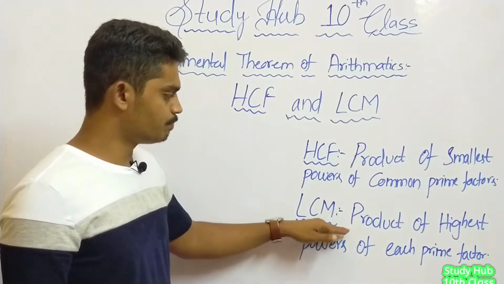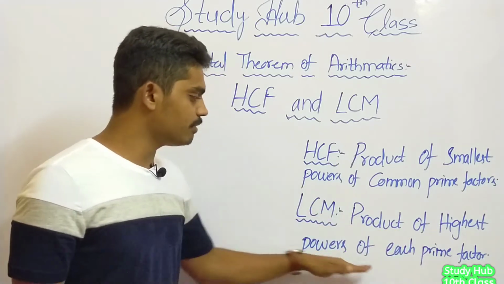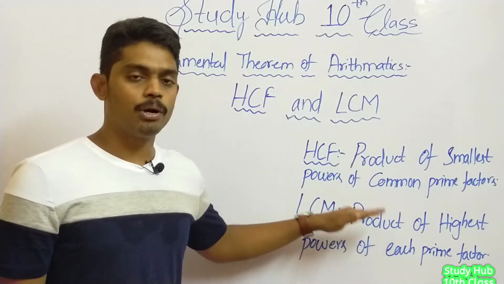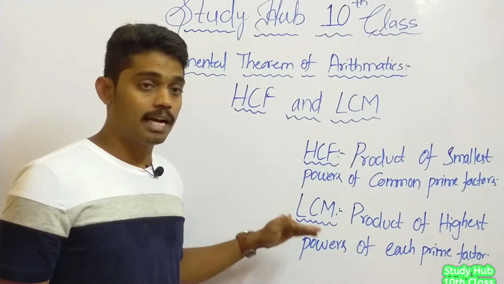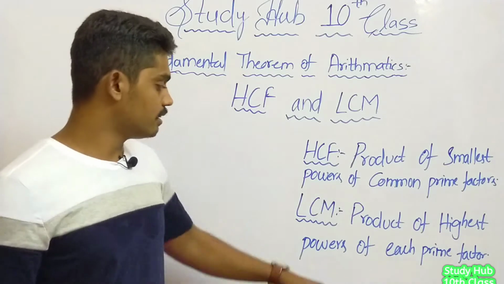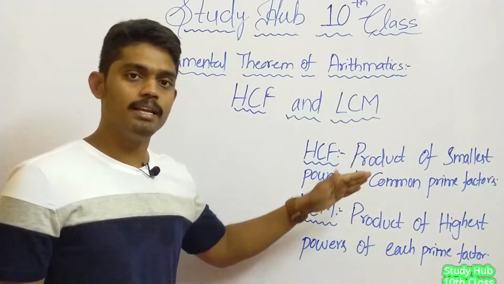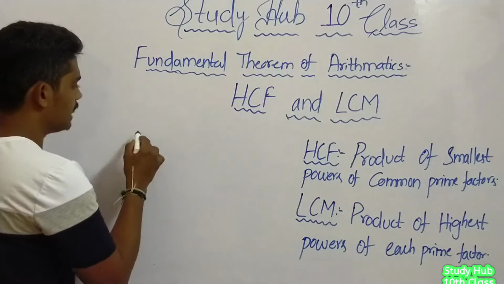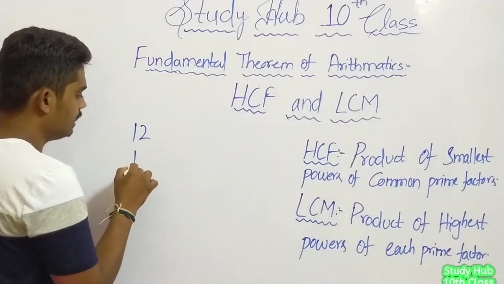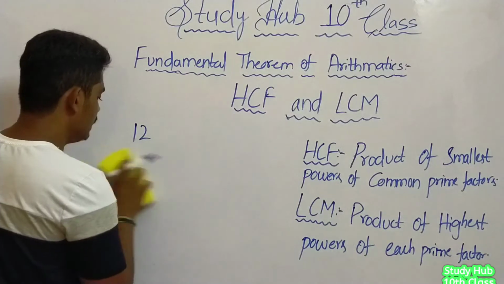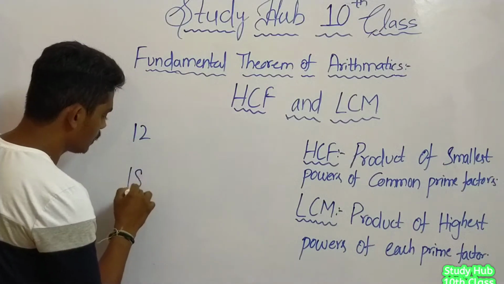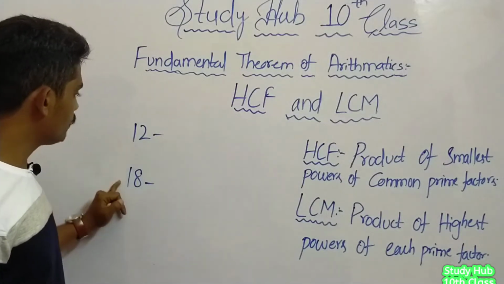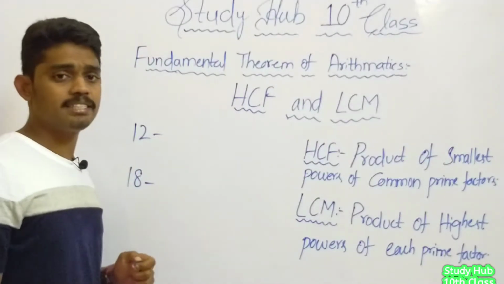And now see LCM. LCM is the product of highest powers of each prime factor. Need not be common in both the numbers. So let us take an example of 12 and 18. Let us find the HCF and LCM of 12, 18 by using this prime factorization method.